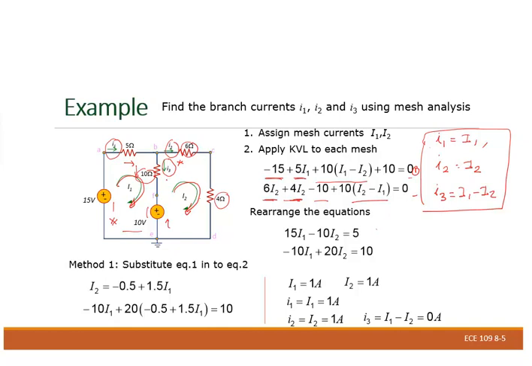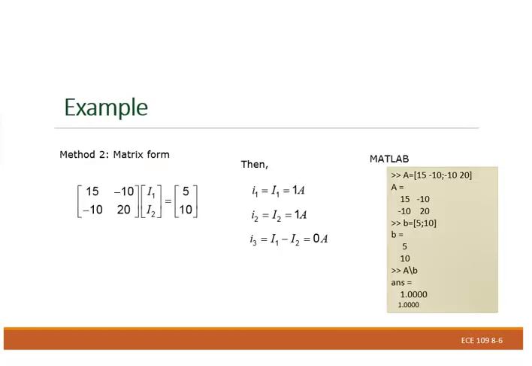We can rearrange them in I1 and I2 here. So again, two equations, two unknowns. Easily, you can find I1 and I2 from there. Then after you find those mesh currents, capital I1 and I2, you can find each element using the equations written here. We put it in matrix form, find the values, then just check them again.